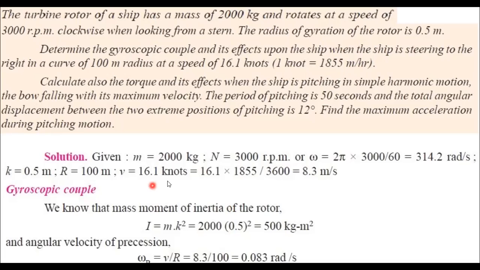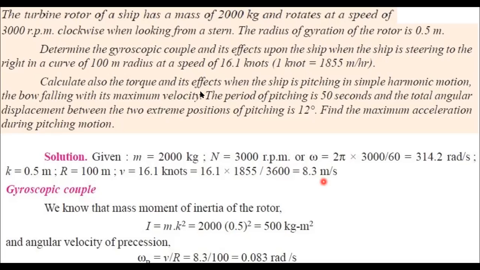So V is equal to 16.1 knots, so 16.1 into 1855. It is already given in terms of meters. In terms of hour, it means divided by 60 into 60, so 3600. So convert into meter per second. You are just multiplying the given data: 1 knot is 1855 meter per hour. So just multiply the meter, no need to convert. For hour we convert by 60 into 60, so 3600. So calculate in terms of meter per second.